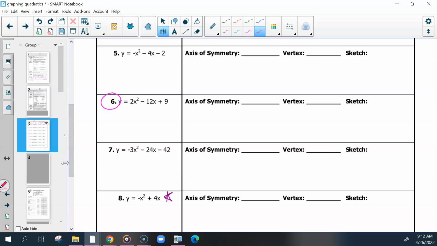For number 6, how would we set up our axis of symmetry? x equals negative negative 12. Minus and minus, so you can put plus 12 if you want, over 2 times 2. Three. I heard 3 and I heard 4. It is, it's 3, yeah.